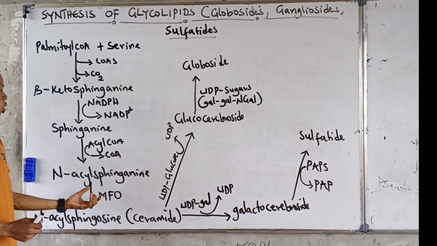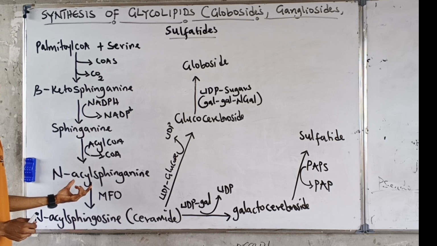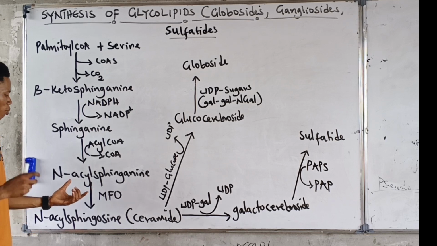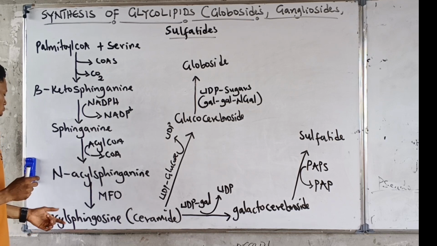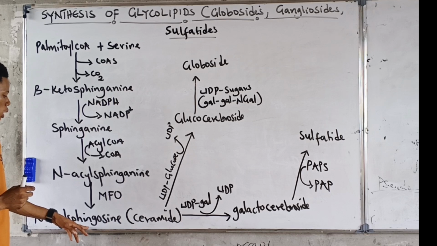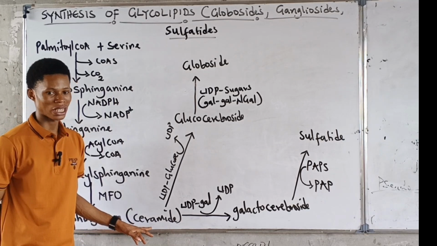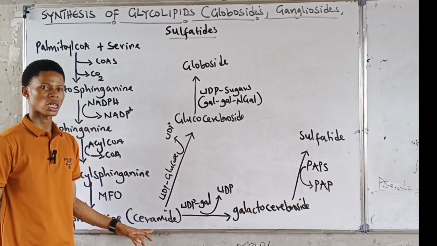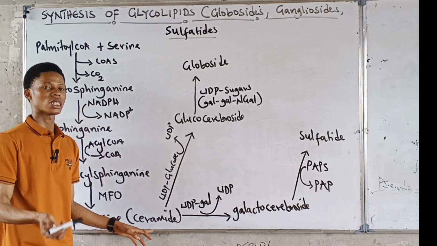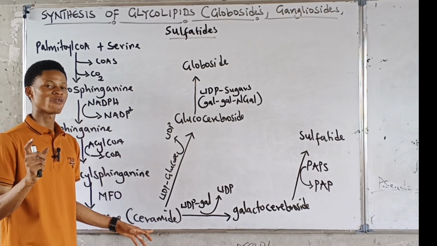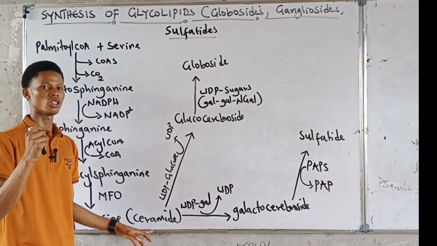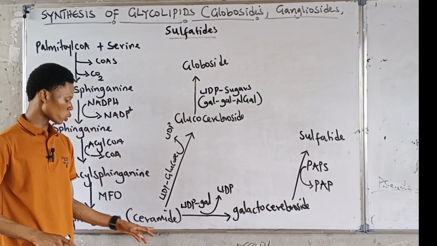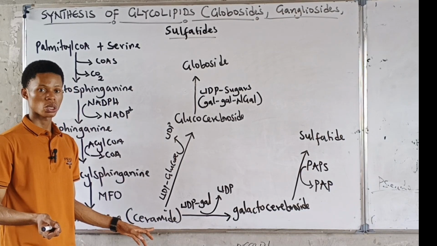Mixed function oxidase will come and introduce a double bond by removing hydrogen, that's oxidation, to form N-acyl-sphingosine. This N-acyl-sphingosine is what we call ceramide. Now from ceramide we can synthesize other things. If you attach phosphocholine to ceramide, just like we saw in the other video, what do you now have?